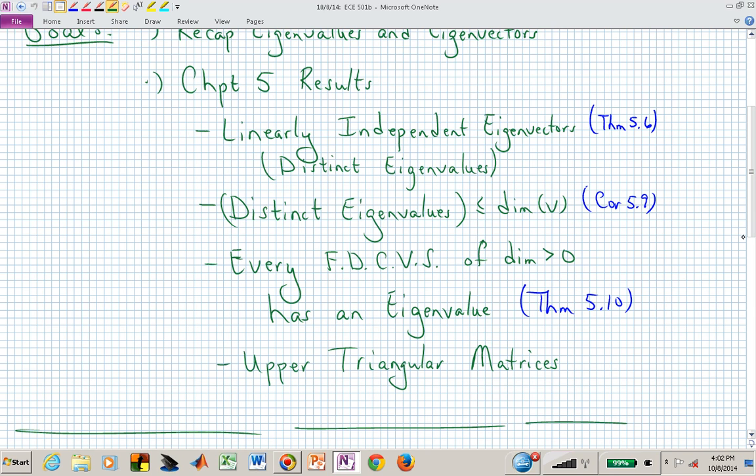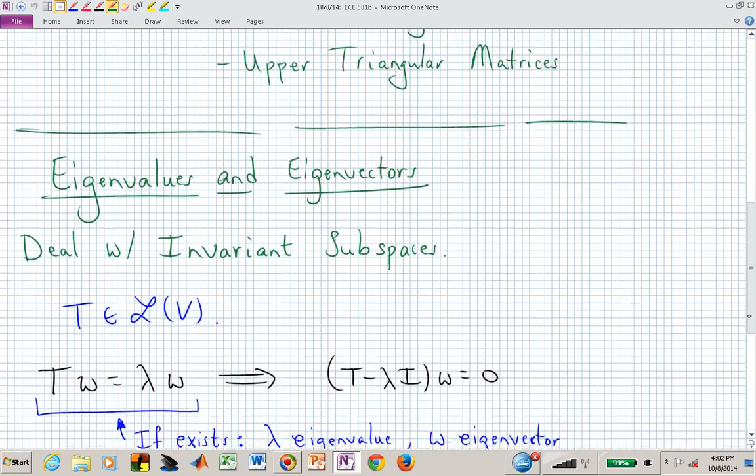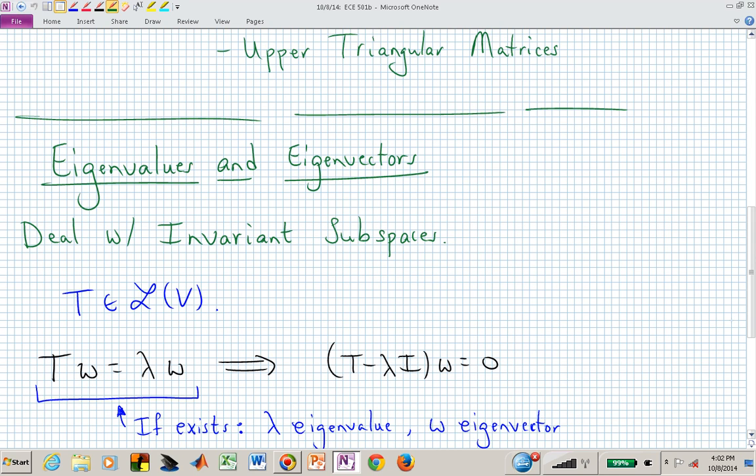And then we will start looking at nice matrices, which are upper triangular. Hopefully we'll gain some insight into what nice matrices look like, which are representations of a linear map or these linear operations, relative to eigenvalues and eigenvectors.